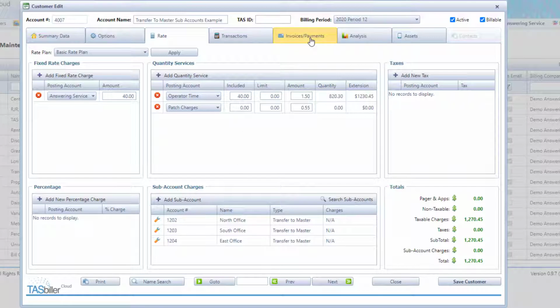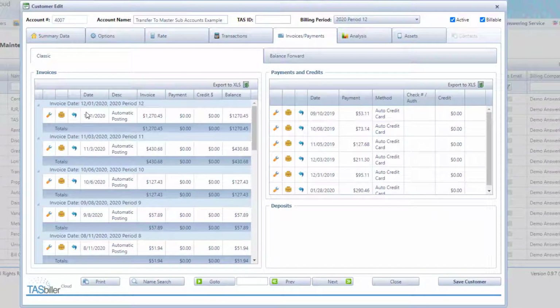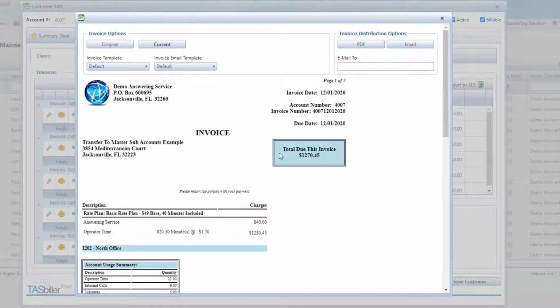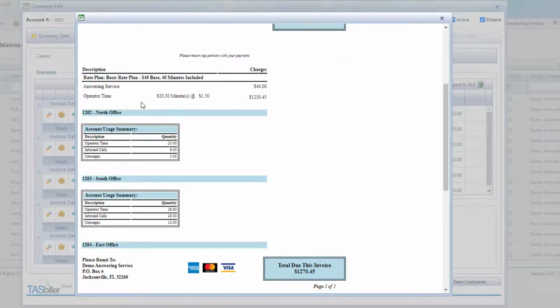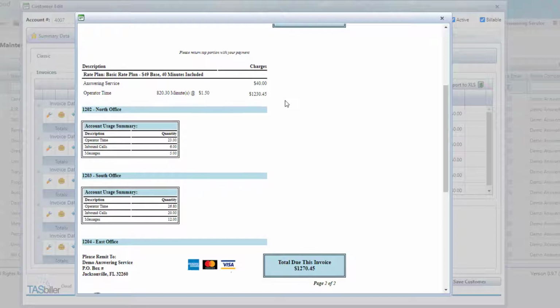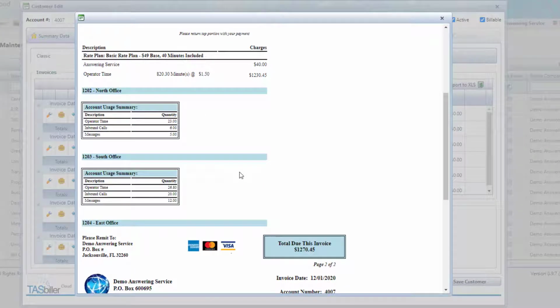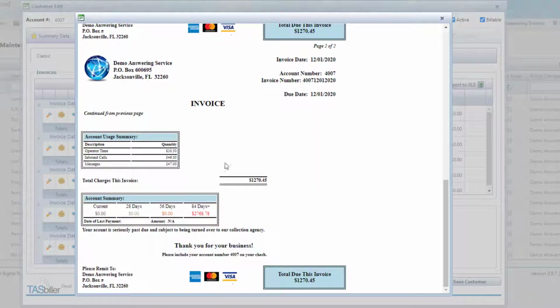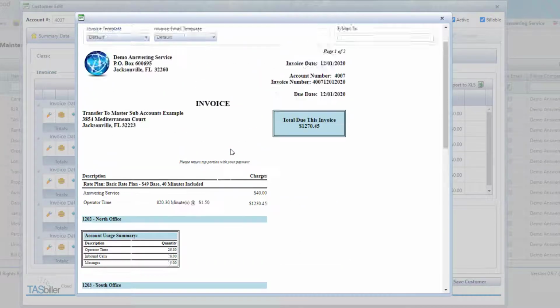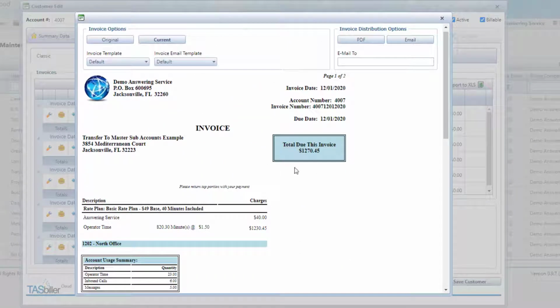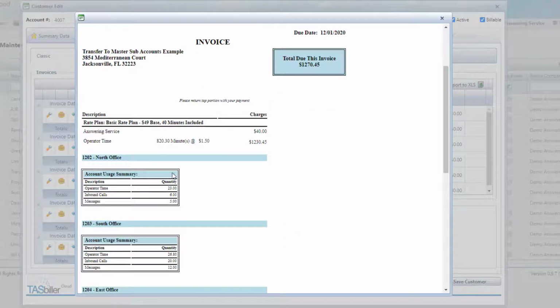So for example, if we look at an invoice for this customer, we can see the charges for the master account, and then for each office, all we're listing is the usage quantities. So this has 3 offices, and so we have 3 different groupings of usage quantities on the invoice. But meanwhile, the client gets one invoice for one big dollar amount. They're charged whatever rate plan they're on, and they can see by office the usage for that office.